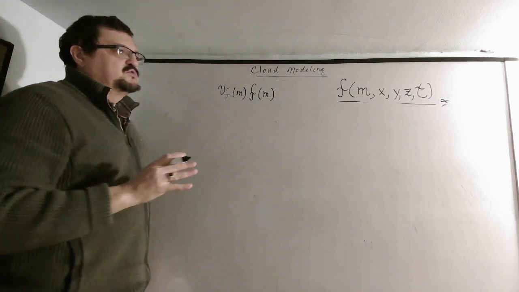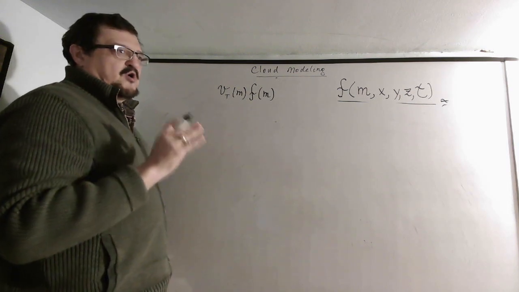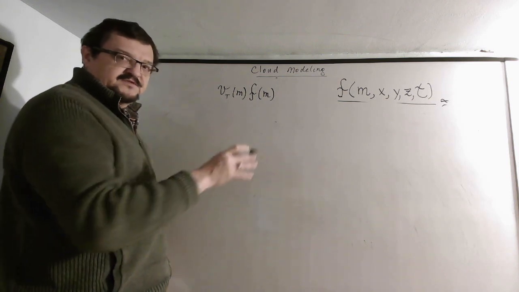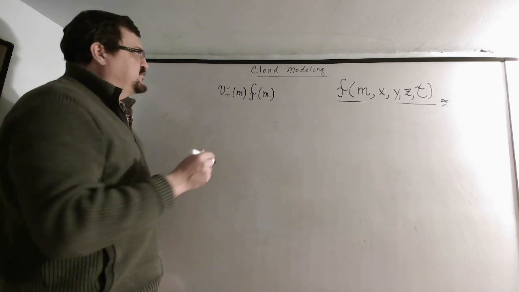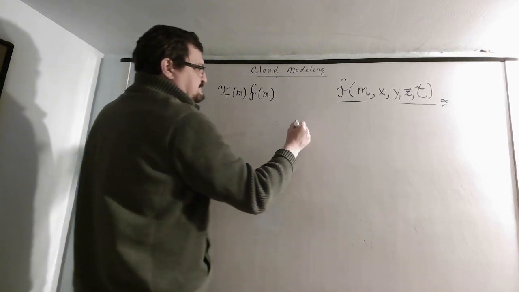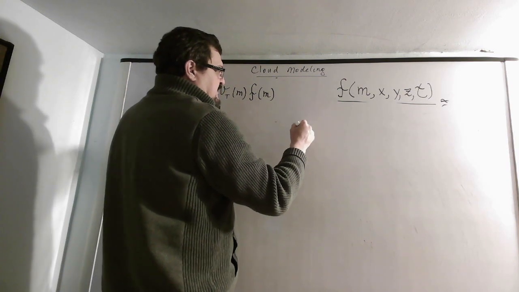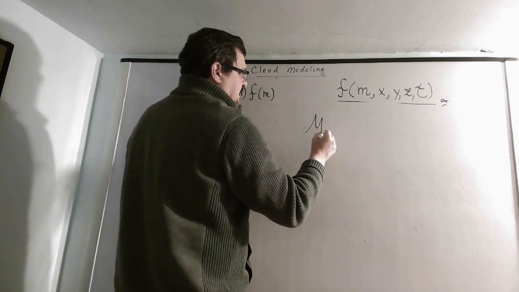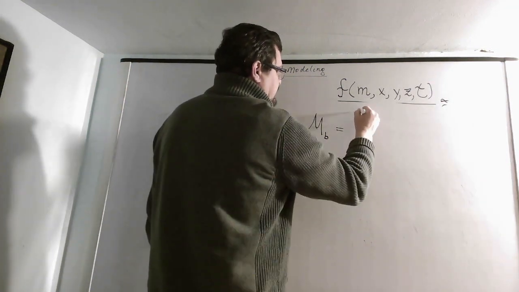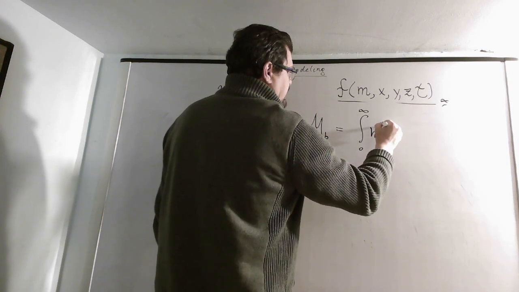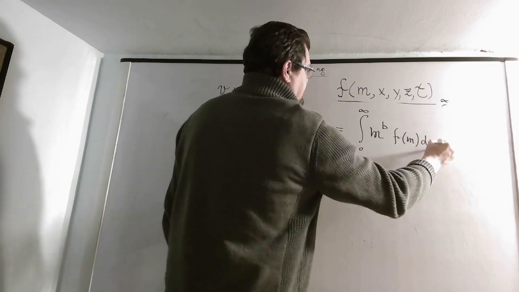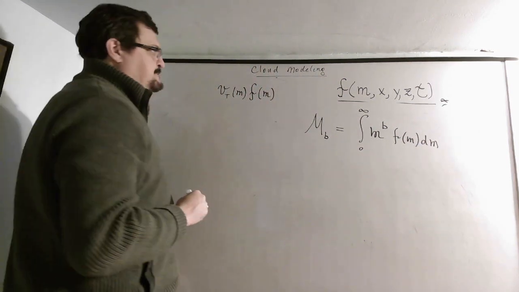So now you find the equation for your moments by integrating your prognostic equation for f that I wrote before. If you integrate it, say you're looking for some moment, let's call it m^b. It's the integral from 0 to infinity of m to the power of b times f of m dm. So this is your moment b.